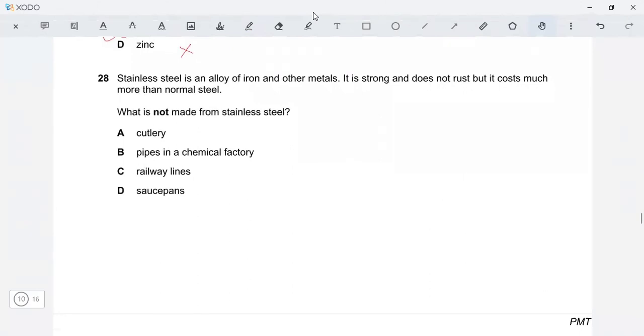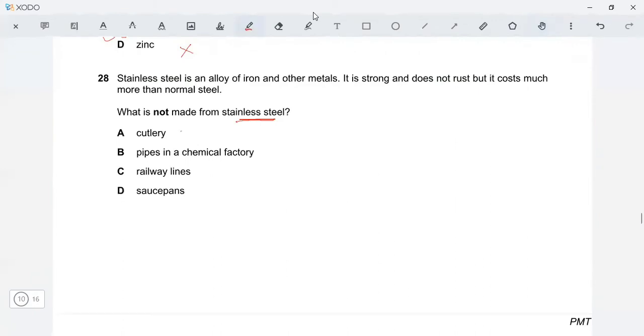28. Stainless steel is an alloy of iron and other metals. It's strong and does not rust, but it costs much more than normal steel. Which is not made from stainless steel? Stainless steel cannot corrode. It can prevent the oxidation process. Okay, you will not get rusting, mainly. So what is not made from stainless steel?